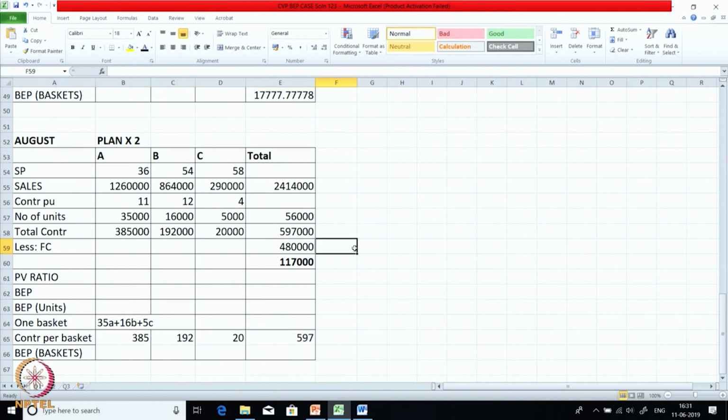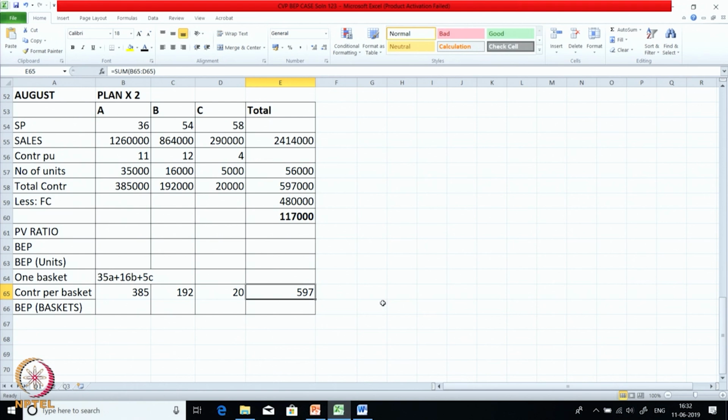I hope you are able to do it with me. So, for one basket of 35 A's, it is 35 into 11. That means 385 rupees from A, 16 into 12, that is 192 from B, and 5 into 4, that is 20 from C. It is a big basket, giving me a total contribution of 597.